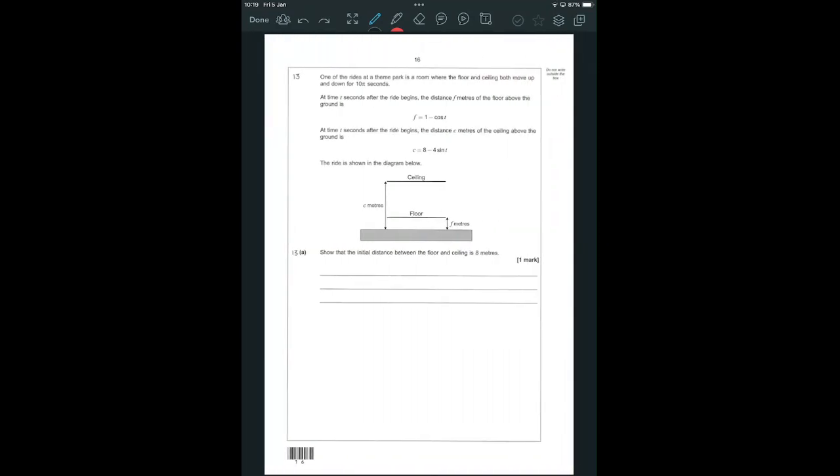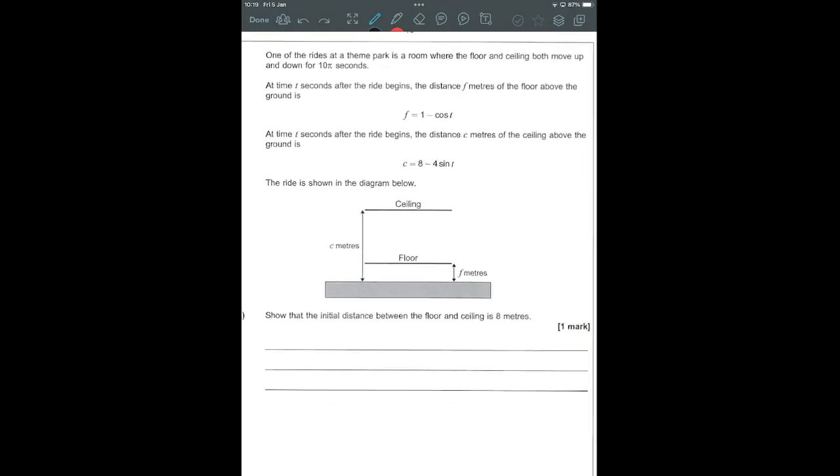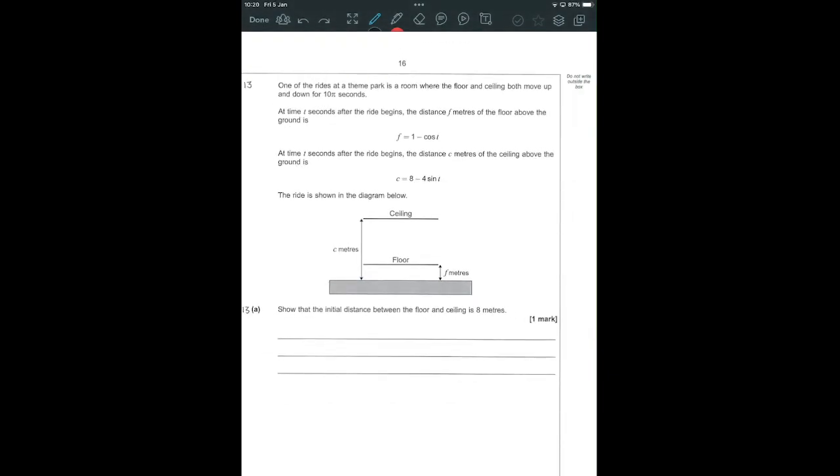Question 13. One of the rides at a theme park is a room where the floor and ceiling both move up and down for 10 pi seconds. At time t after the ride, the distance of floor is that, and the distance of ceiling is that. So the initial distance between the floor and ceiling is 8 meters.